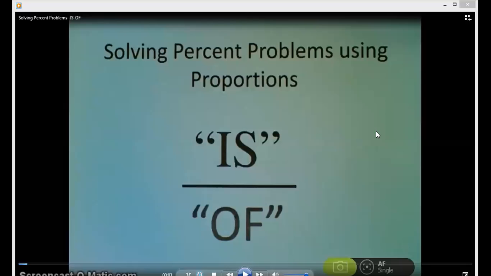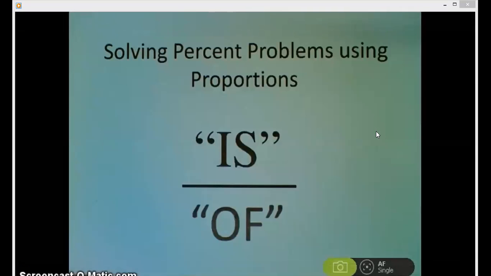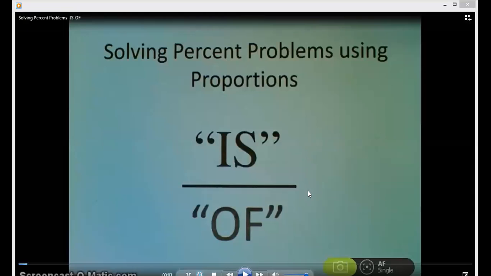Now we will move to another part, solving percent problems using proportions. Please write this in your notebook, that we will imagine that we are going to compare by using the word is and the word of. Let's watch together and then we will discuss it.